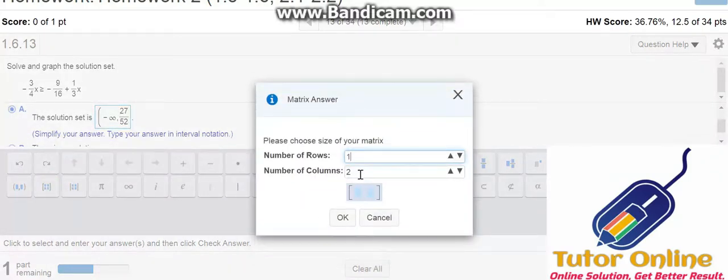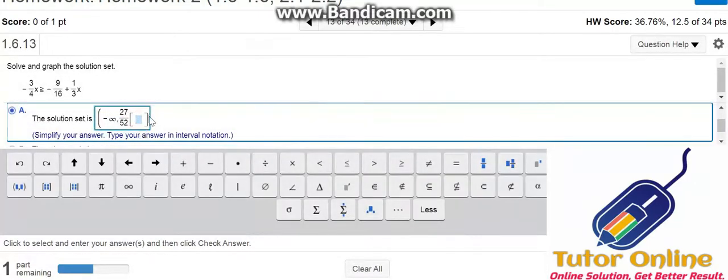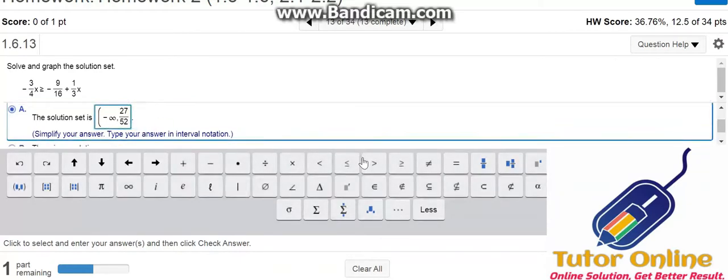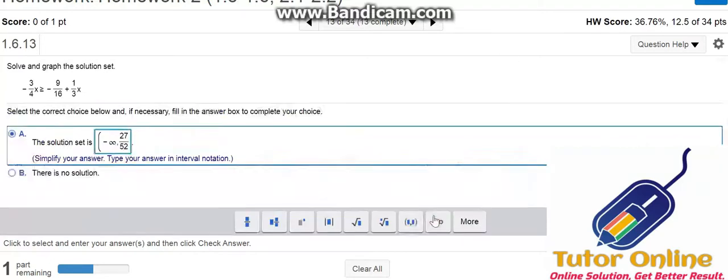Number of rows 1, number of columns will be 1. Okay, so why is it not happening, man? It's a matrix ordered pair. We have to use it at any cost. I'm sorry, we are using the keyboard here, man. Yeah, we can use it.